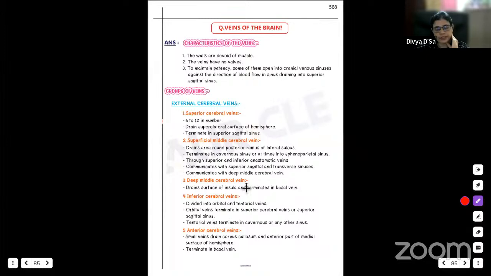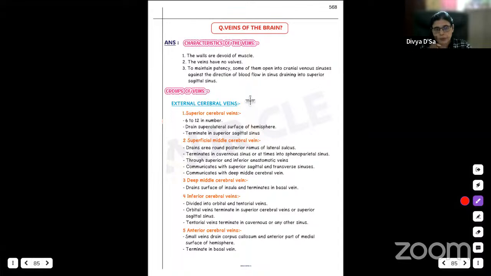The veins of the brain have characteristic features. One is that their walls do not have muscles. A blood vessel, we know, has three layers, including a muscular layer, but here they do not have that muscular layer. They also do not have valves like what we see in other parts of the body.